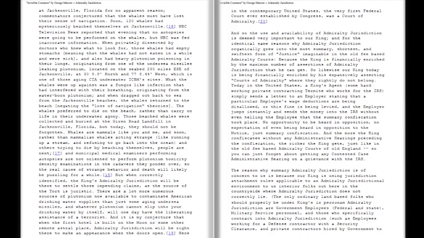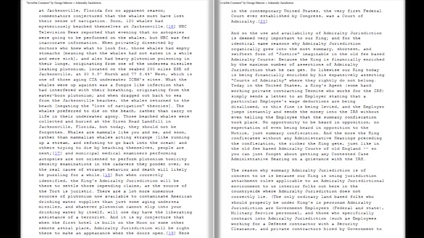NBC television news reported that evening that no autopsies were going to be performed on the whales, but NBC was fed inaccurate information. When privately dissected by doctors who knew what to look for, those whales had empty stomachs, meaning that the whales had not eaten in a while, and were sick, and also had heavy plutonium poisoning in their lungs, originating from one of the undersea missiles leaking plutonium, located on the seabed 290 miles SE of Jacksonville, at 39.9 north and 77.8.44 west, which is one of those aging CIA underwater ICBM sites.